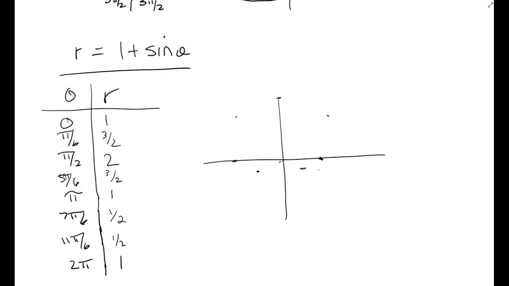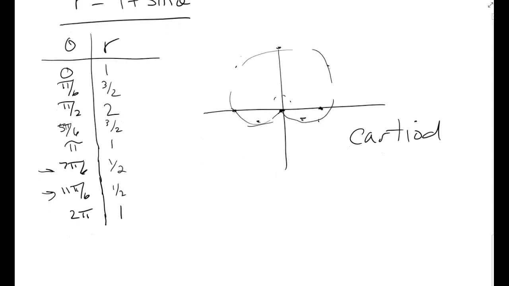So you can see when you get to these 7 pi over 6 in quadrant 3 and 11 pi over 6, you're only at a half, so you're much smaller. And then it kind of comes back. I didn't put 3 pi over 2 in here, but if you do 3 pi over 2, we're going to come to 0. So this is actually called a cardioid because it kind of is shaped like a heart. Sometimes you get little loops inside of them, but that's another classic shape.